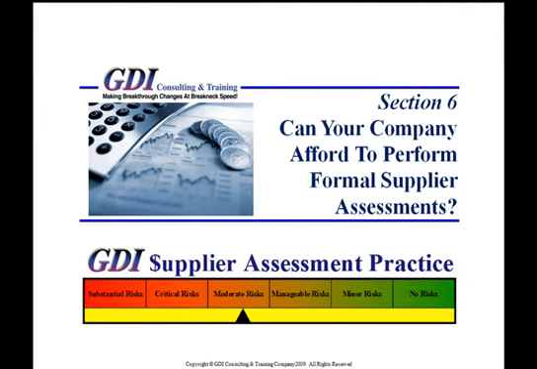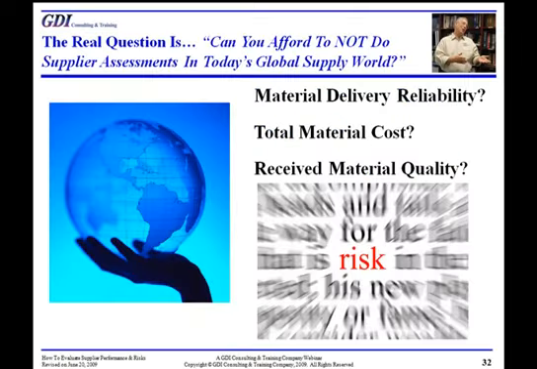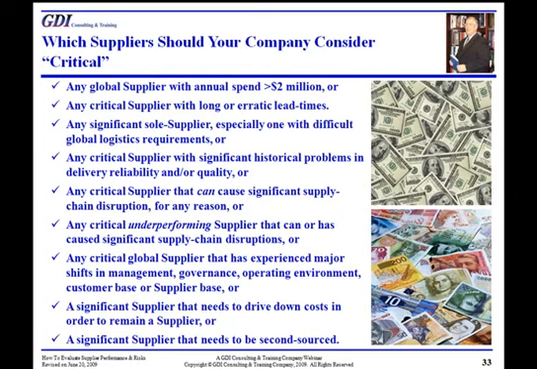So then we have the issue, can your company afford to perform supplier assessments? And I'm asked this all the time. The real question, I think, is can you afford to not perform supplier assessments in today's global supply world with all those risks that we talked about before? The answer is you can't afford to do this with all suppliers, but you have to do it with the critical suppliers. So as I promised earlier, we have to define a critical supplier.